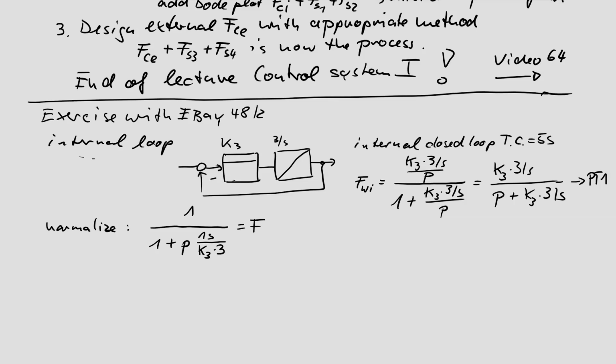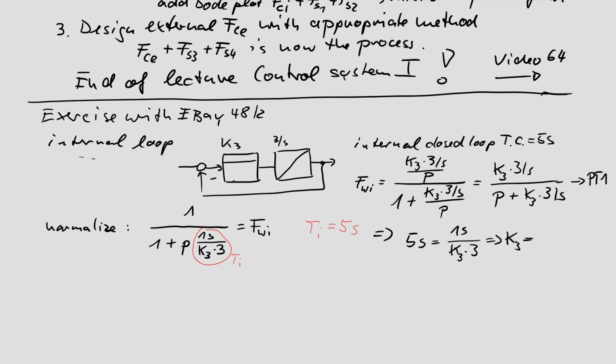So this is the closed loop internal transfer function, and this is a PT1, and you see the coefficient of p in the normalized function, if the constant is 1, is the internal time constant, and the task says this internal time constant should be 5 seconds. So the result is then: 5 seconds should be set equal to 1 second divided by K3 times 3, and we solve this for our unknown P controller gain K3.